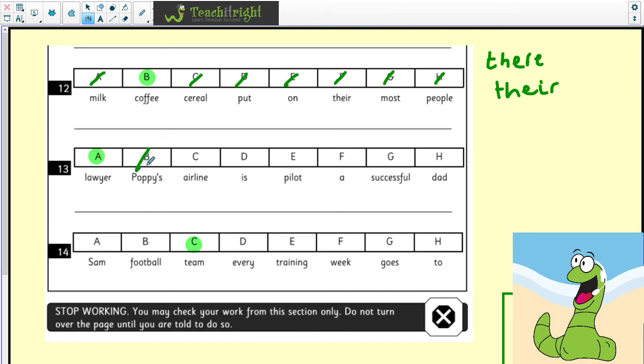13, we've got Poppy's. Now Poppy's what? Could be Poppy's airline, could be Poppy's dad. Let's go with Poppy's dad is a successful airline pilot. So lawyer was the word we couldn't fit into the sentence, and A is the answer. Sam football team every training week goes to. Sam goes to football training every week. So team is the answer there.